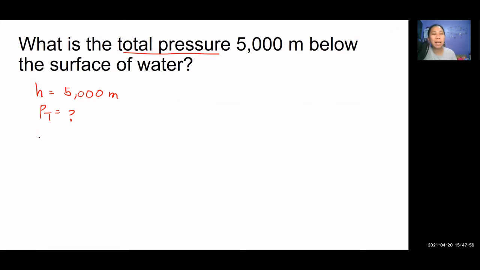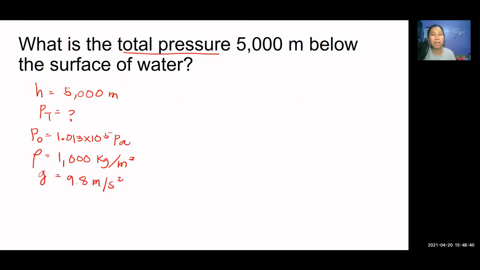So, we know na ang ating atmospheric pressure is equal to 1.013 times 10 to the 5th pascals. Now, yung ating density ng water, so ang density ng water is a constant. So, although hindi siya binanggit dito sa problem, i-assume na lang natin na yung water natin dito is pure water or fresh water. So, let's assume na this one is 1,000 kilograms per cubic meter. And then, kailangan din natin gamitin dito yung ating acceleration due to gravity na 9.8 meters per second squared.